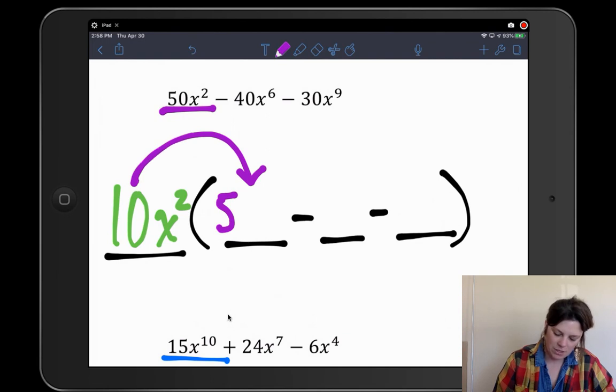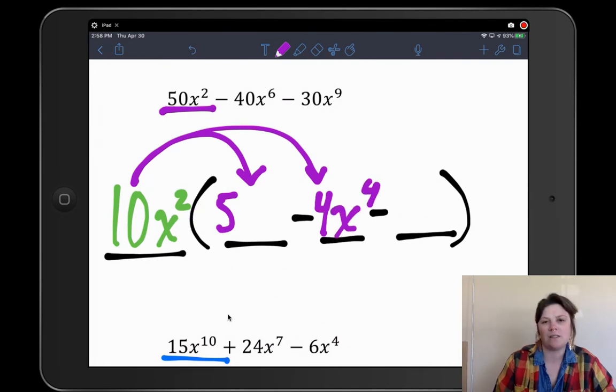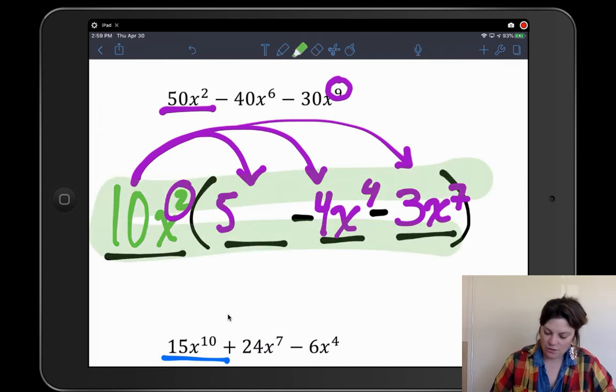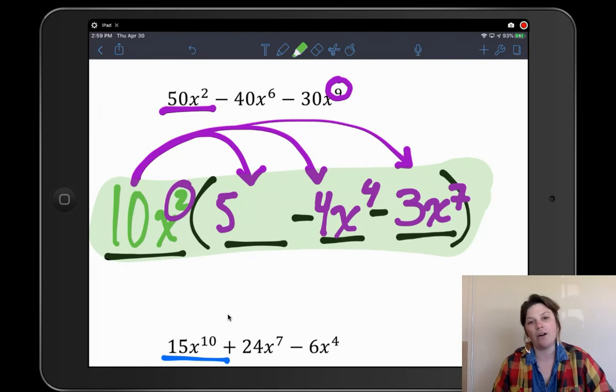Let's do the next one. 10 times 4 is 40. There's only 2 x's here and I need 6, so I need to multiply by 4 more x's. And then finally, 10 times 3 is 30. And I only have 2, but I want 9 x's. So that means I'm going to do x to the 7th for my answer. And there you have it. That's your final answer for factoring out a GCF.